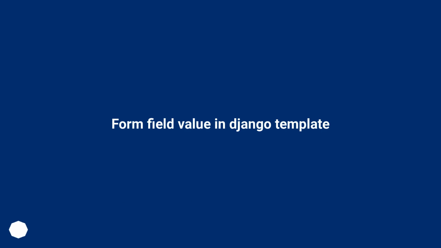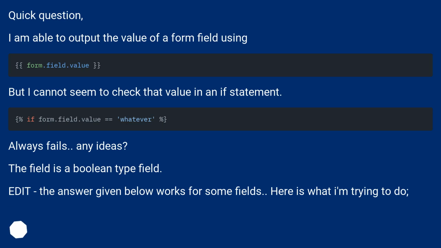Form field value in Django template. Quick question. I am able to output the value of a form field using, but I cannot seem to check that value in an if statement. Always fails. Any ideas? The field is a Boolean type field.